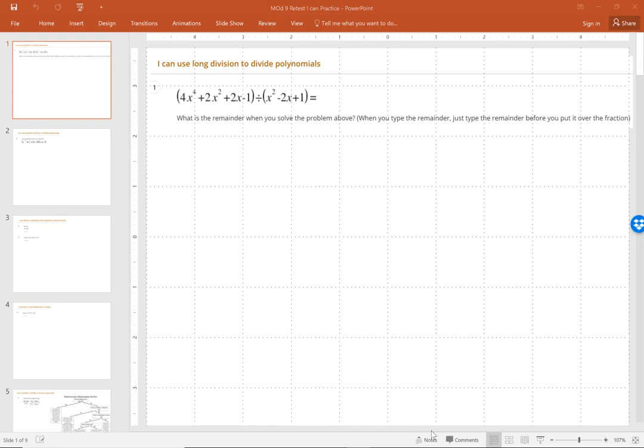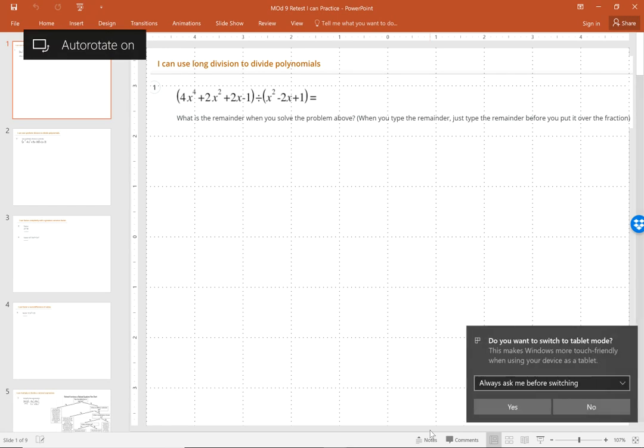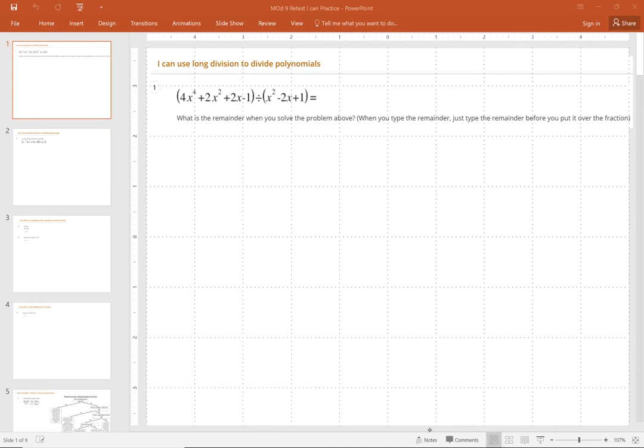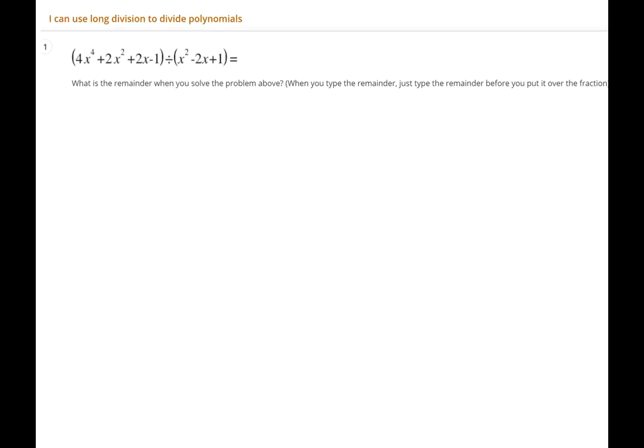So this video is going to be the Module 9 retest practice. We're going to start with dividing polynomials. In this one, I only have to find the remainder, but because there are three terms, I would have to actually use long division here. So I'm going to set up my long division.